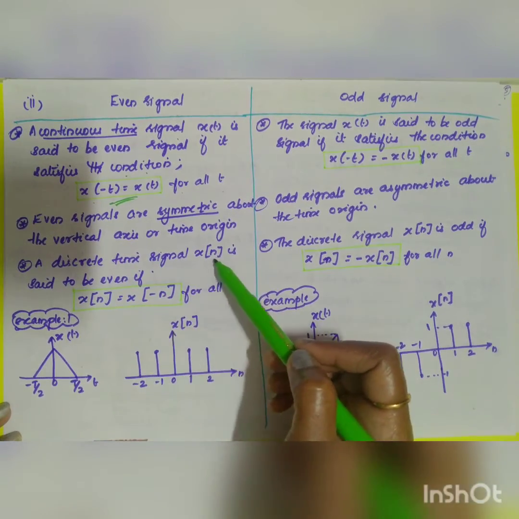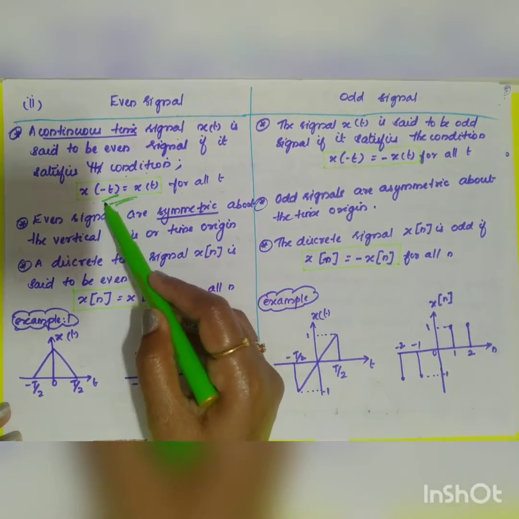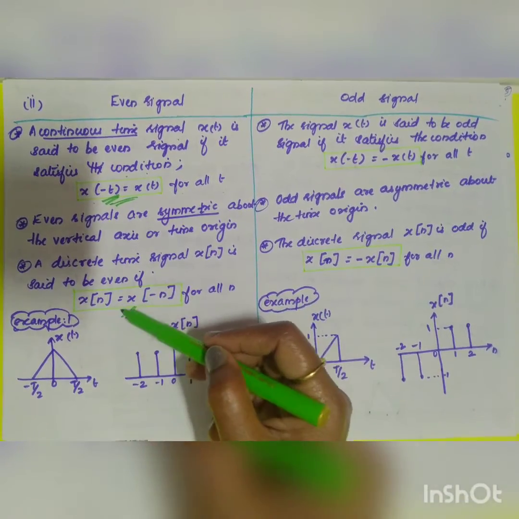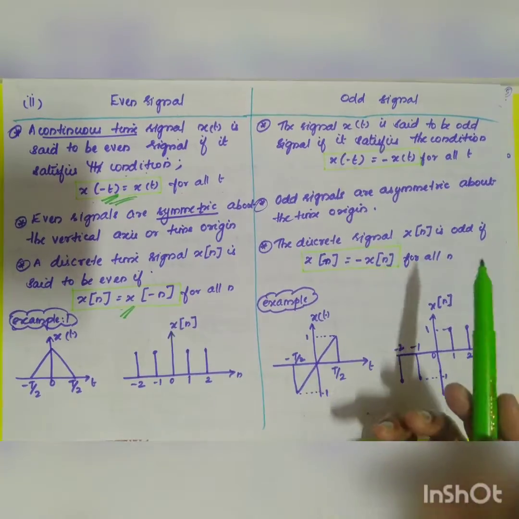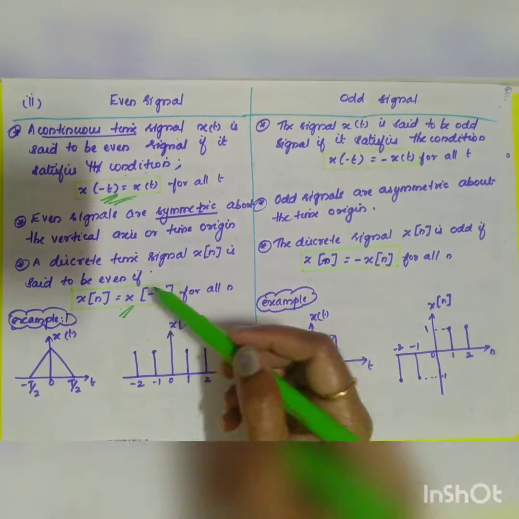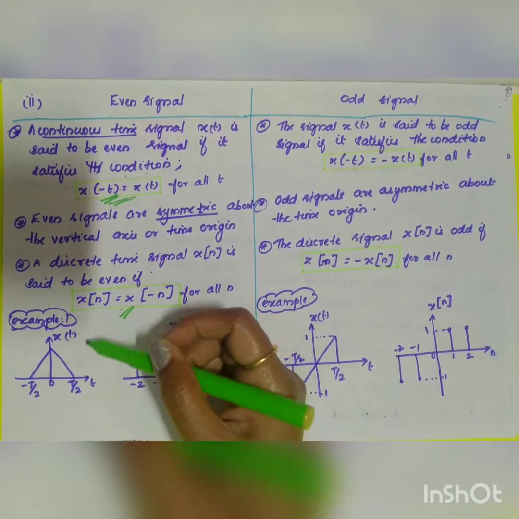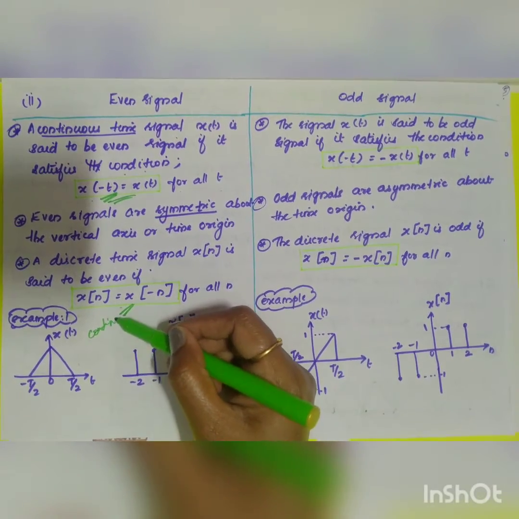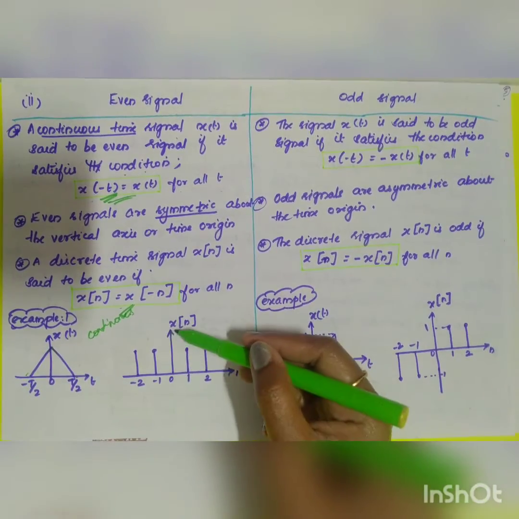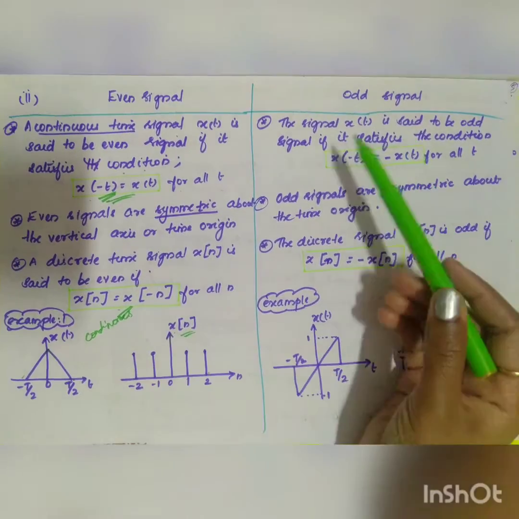This is for the continuous case. So what will it be for the discrete case? x(t) will be replaced by x(n): x(-n) = x(n) for all values of n. For example, this is the continuous even signal, symmetric about t/2 and -t/2. Similarly, the discrete x(n) is symmetric.